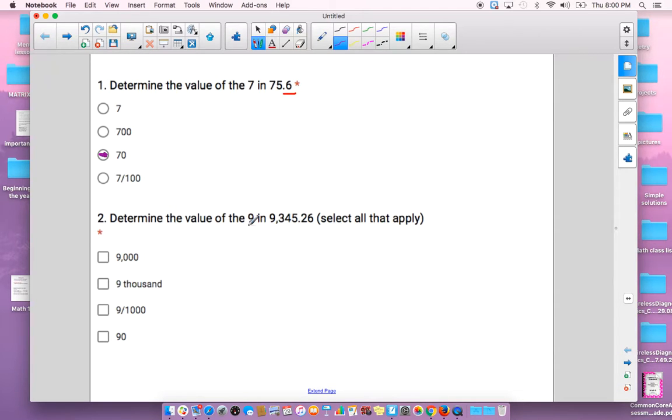The value of the 9 in 9,345 and 26 hundredths. I'm going to circle this because this is my decimal number. So I'm going to look over here. This is my ones place, my tens place, my hundreds place, and this is my thousands. So I know that my value is 9,000. And I'm going to write it like this in numbers.